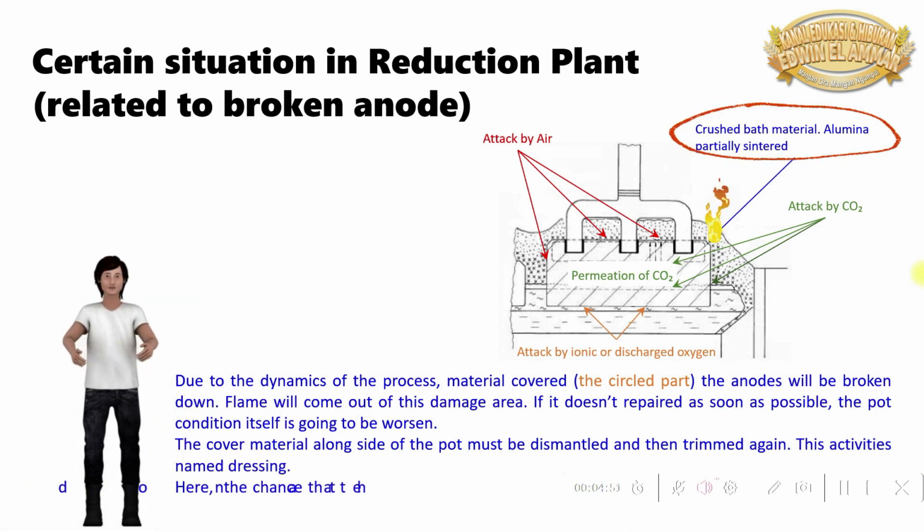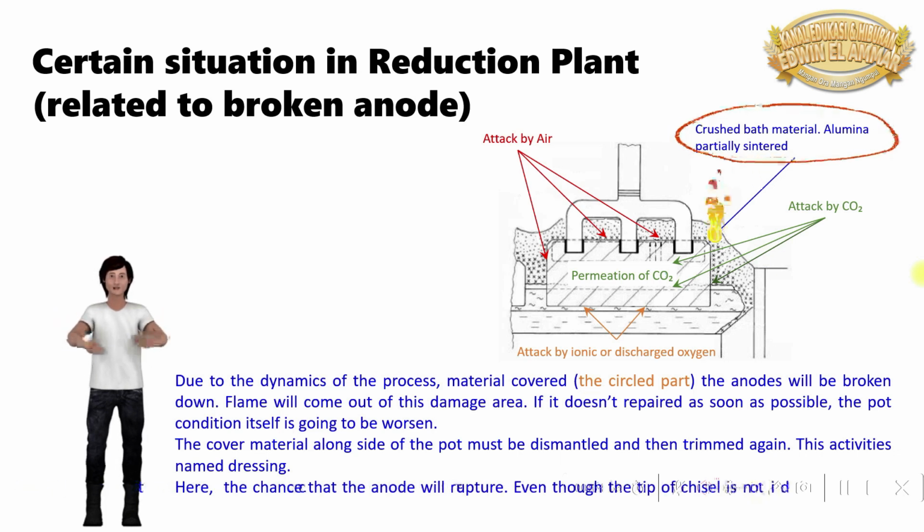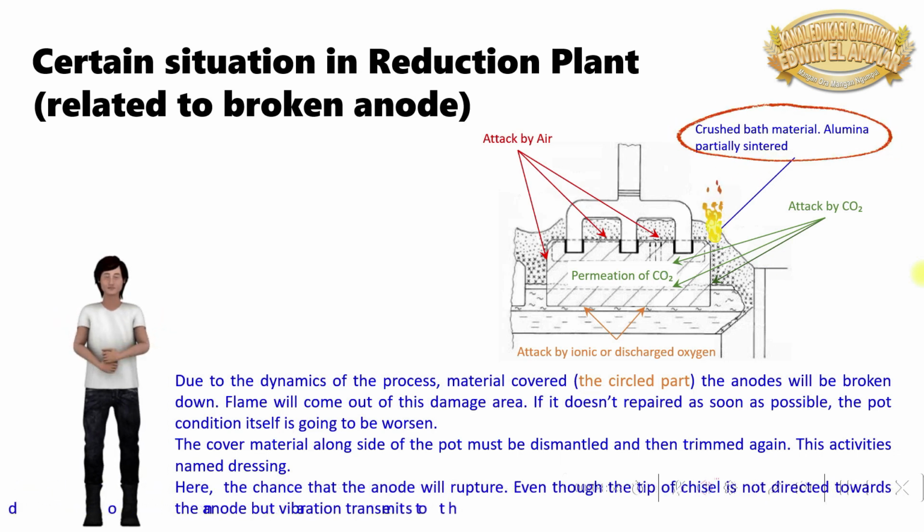Here, there is a chance that the anode will rupture. Even though the tip of the chisel is not directed towards the anode, vibration transmits to the anode. Just see the dressing process.